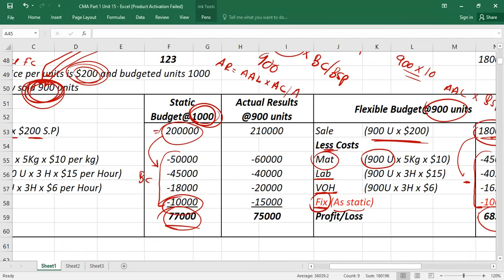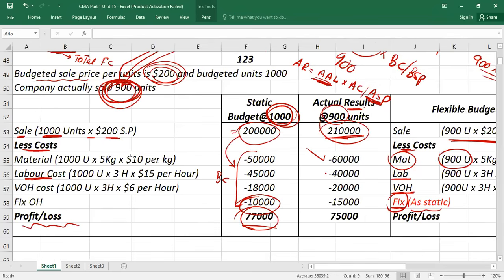Or you will multiply with the actual selling price if you want to calculate sales value, like actual activity level into actual selling price. This will give you actual sales. Because in this example actual material, labor, variable overhead and actual selling price are not given, I'm just assuming actual results at 900 units. For example, our actual sale is 210,000. Actual material cost is, for example, 60,000. Actual labor cost is 40,000. Actual variable overhead cost is 20,000 and actual fixed cost is 15,000.